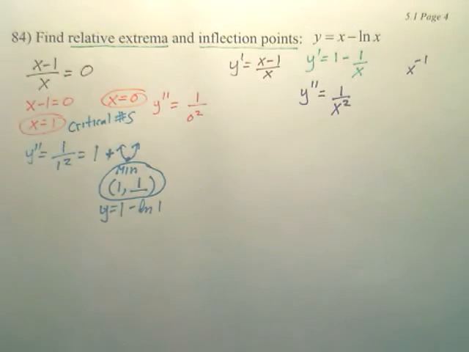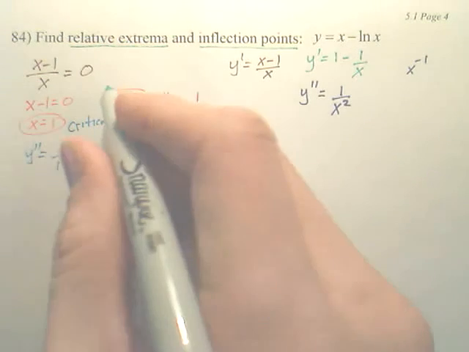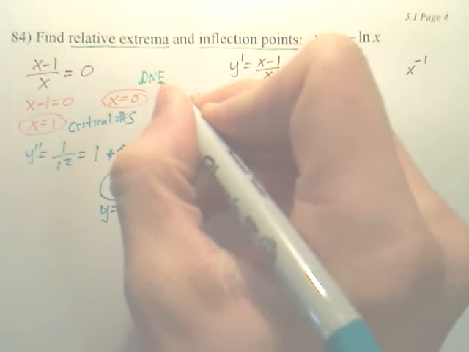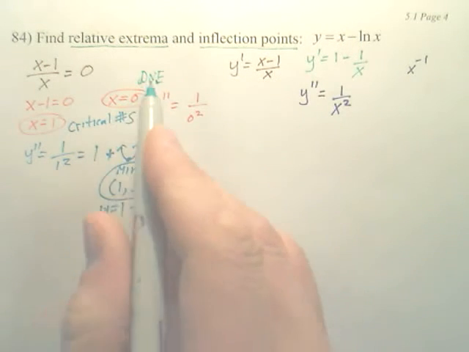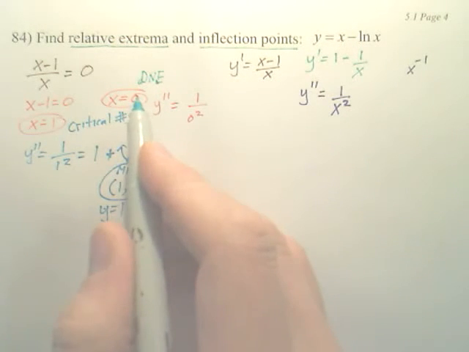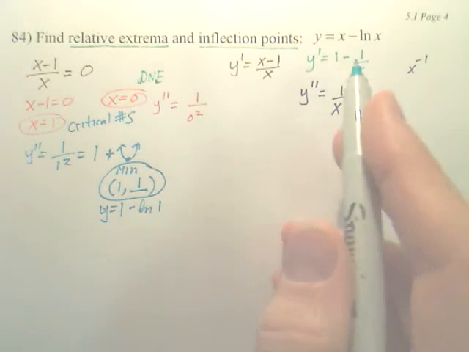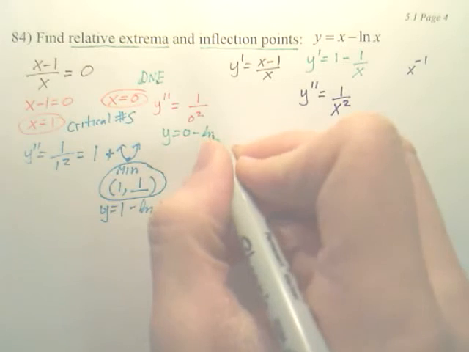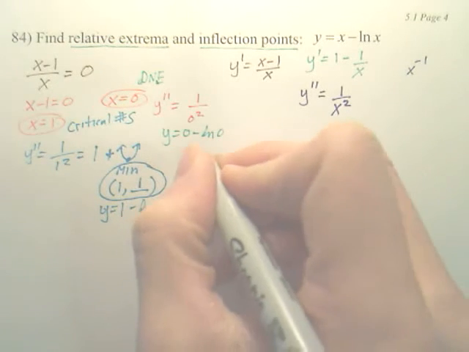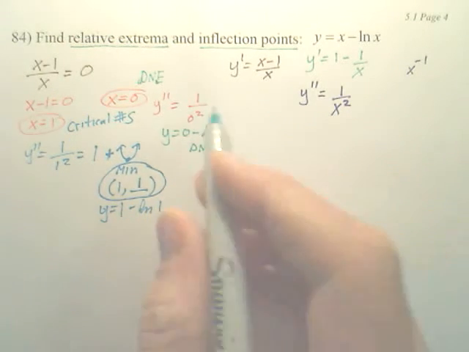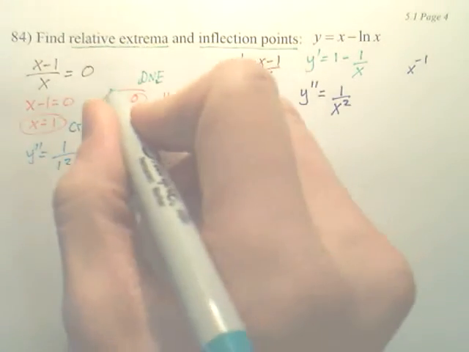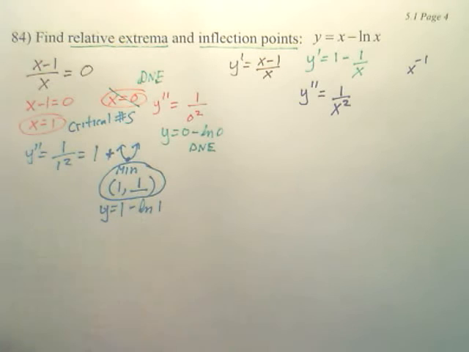No. So what you notice is 0 does not exist. When you go back and plug it into the original, that does not exist. So this one doesn't exist. Wham! But this is your minimum.